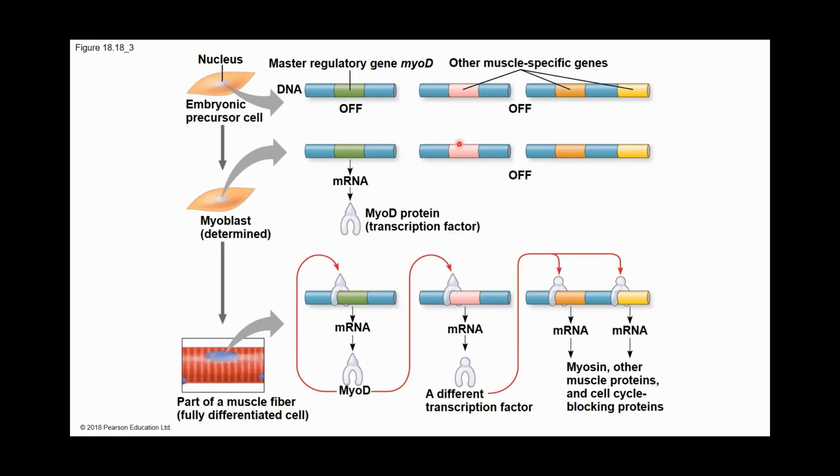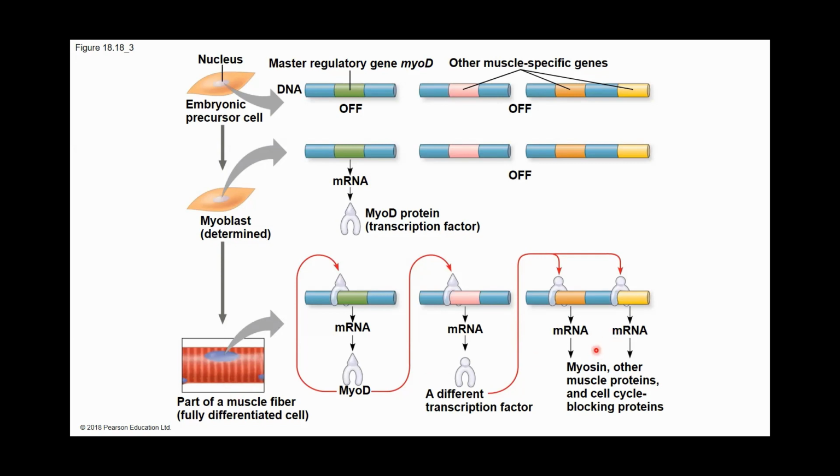bind to the control elements of another transcription factor gene. When this transcription factor is produced because of MyoD, MyoD activates the transcription of this gene, and this gene, once transcribed, produces another transcription factor, which will activate the expression of muscle-specific proteins like myosin and other muscle proteins. These proteins are responsible for giving the muscle cell its unique structural and functional characteristics.